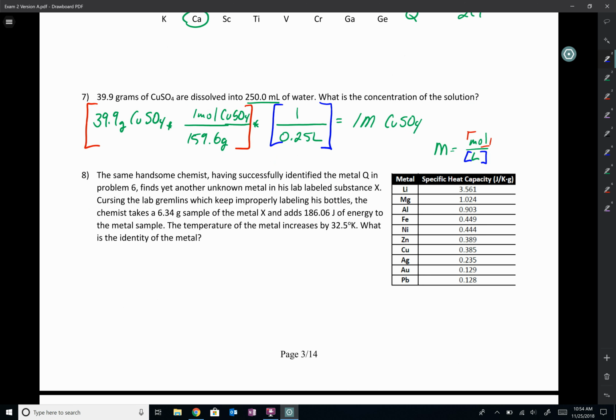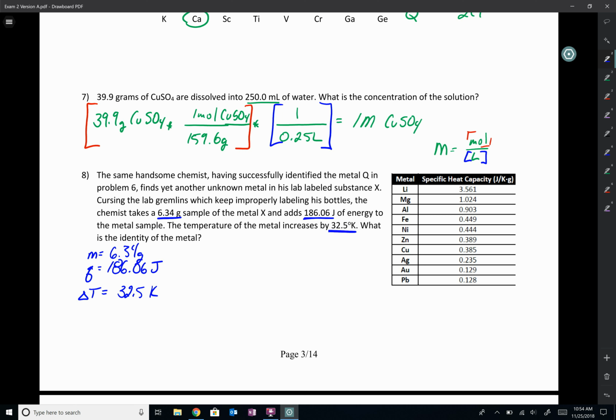Moving right along. Question 8. I'm not going to read it out to you again. I'll just highlight the important parts. We have a 6.34 gram sample of an unknown metal. We add some energy to it, and the temperature changes by that amount. So we're given a mass, 6.34 grams, a Q of 186.06 joules, and a delta T of 32.5 Kelvin. Technically it shouldn't be degrees there, it should just be Kelvin. Minor detail, slight typo, sorry.